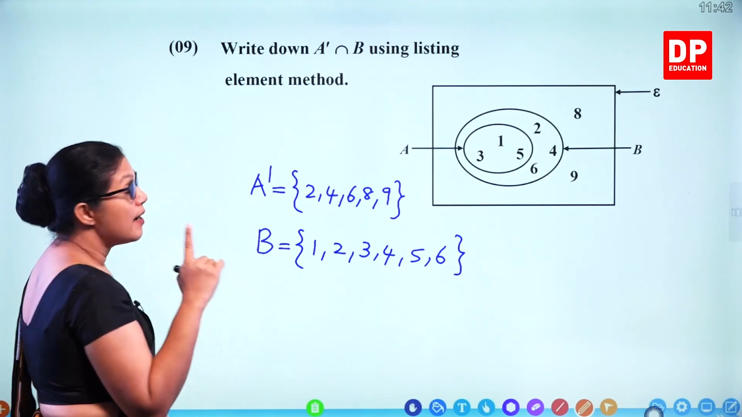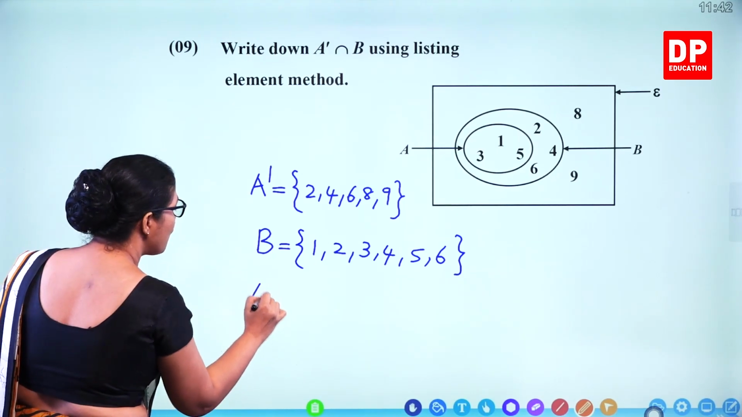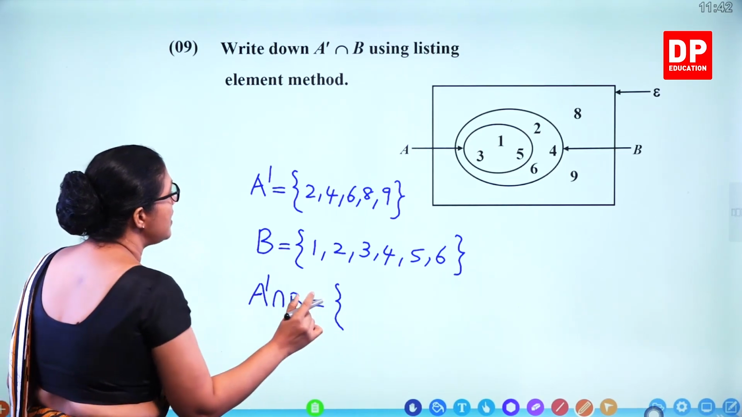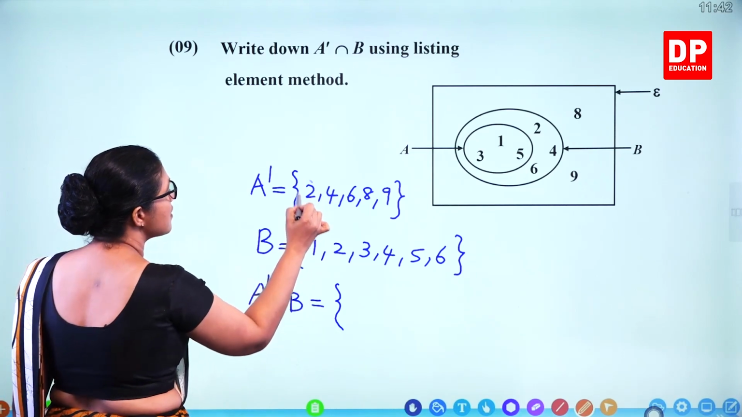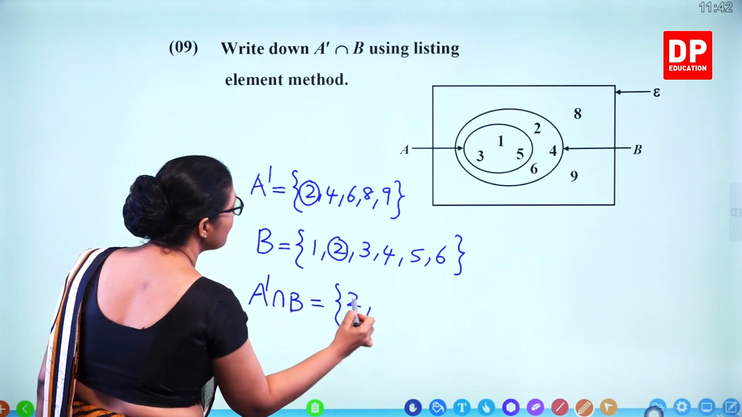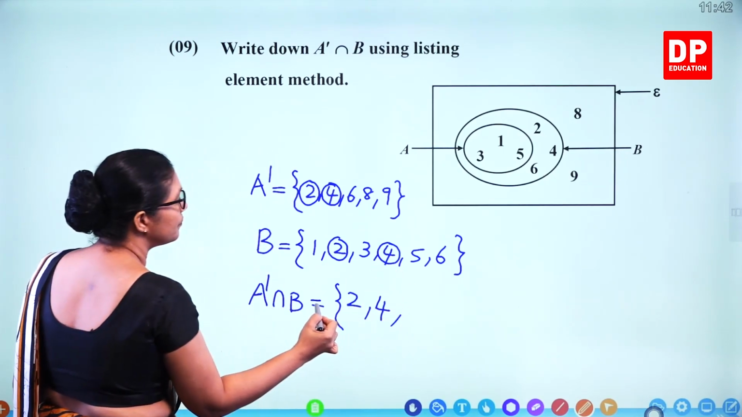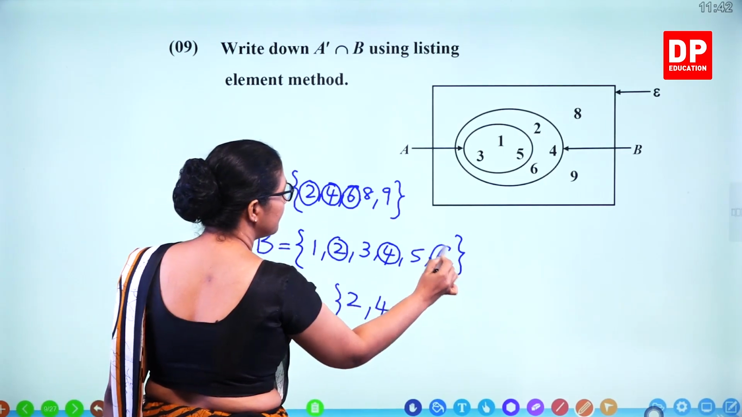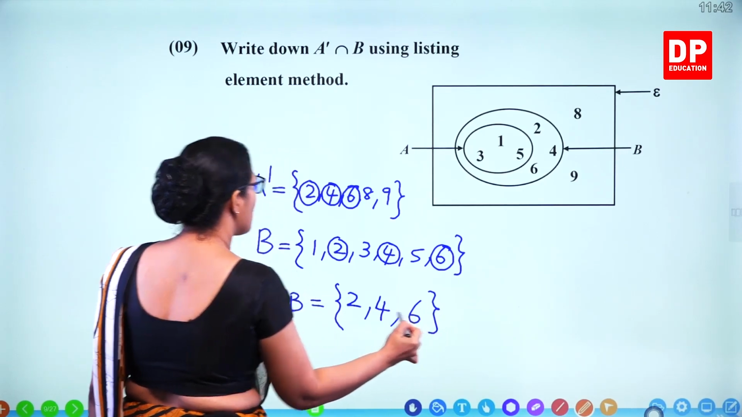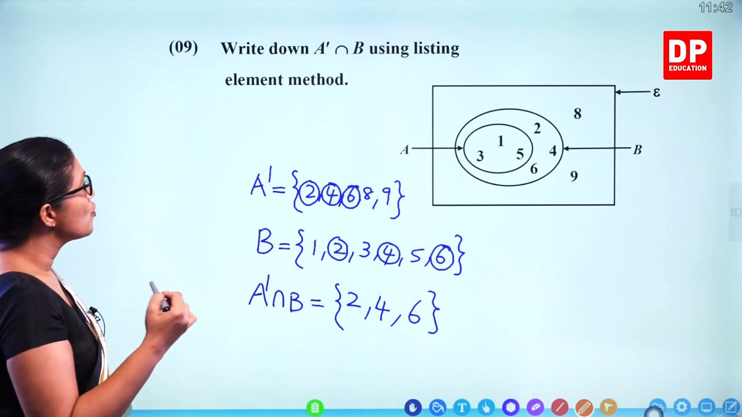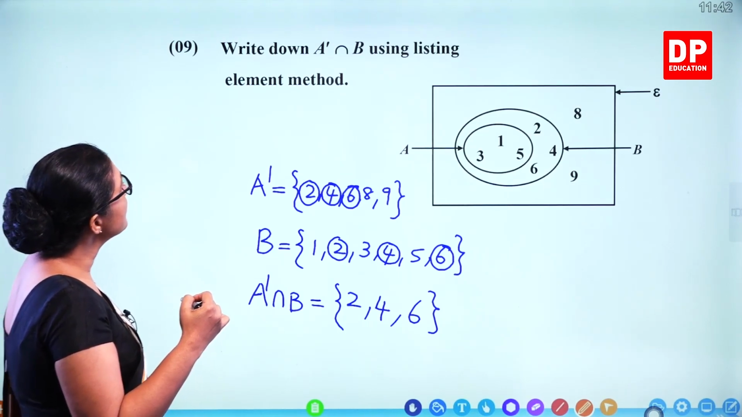That's in B. Now we need the common ones for A dash and B. A dash and B, what are the common ones? 2, 4, 6. So those are the common terms. 2, 4, 6. So you get 2 marks for that.